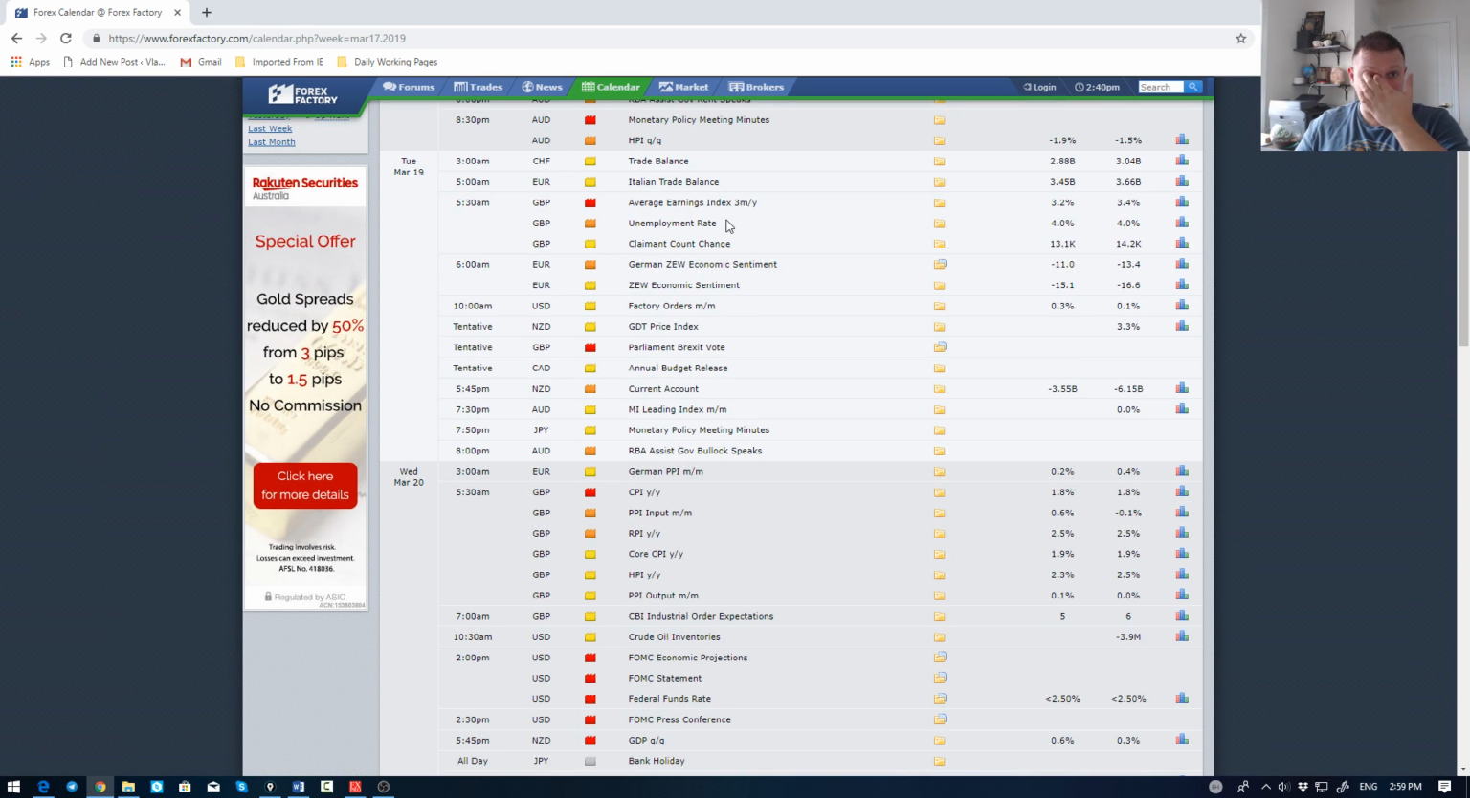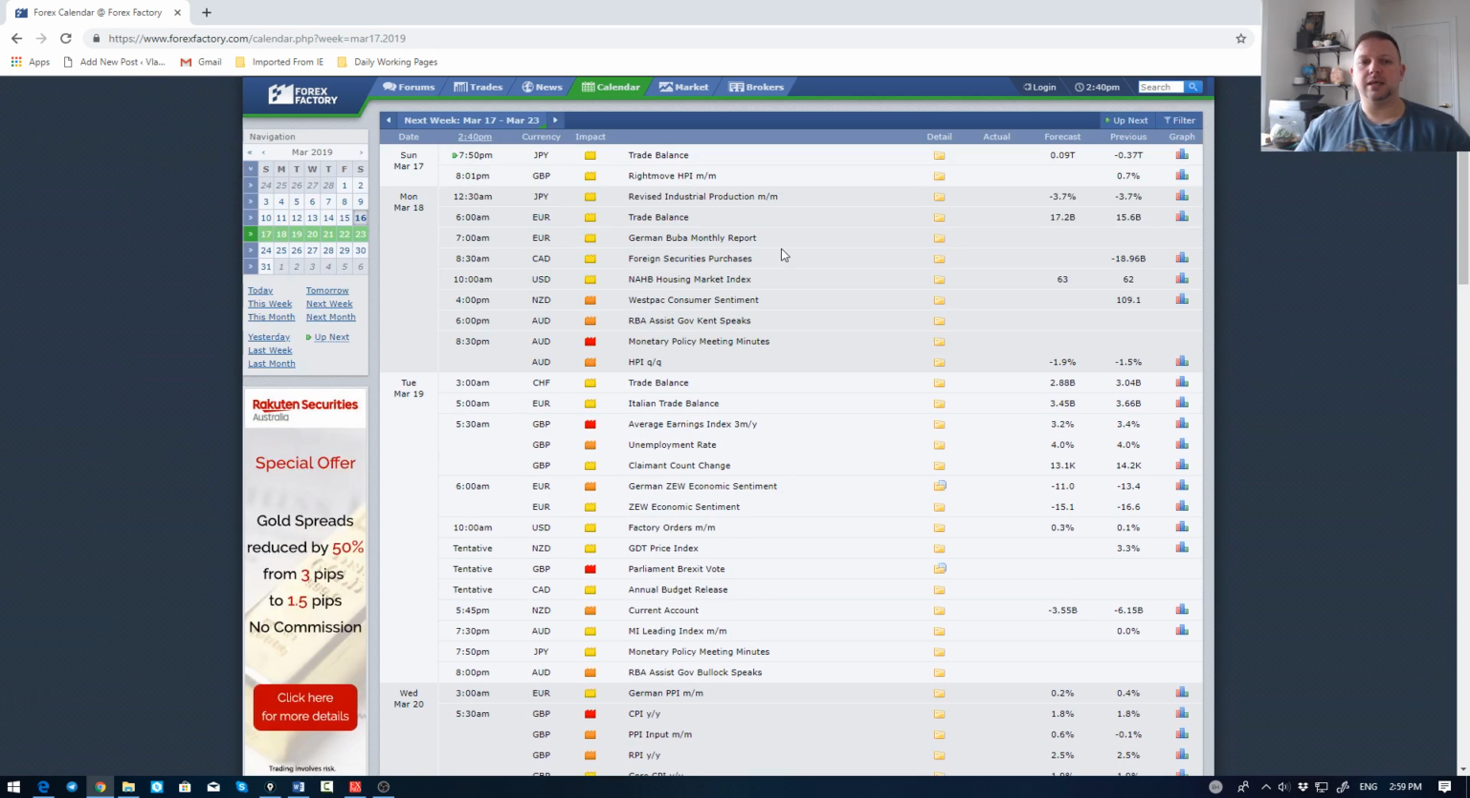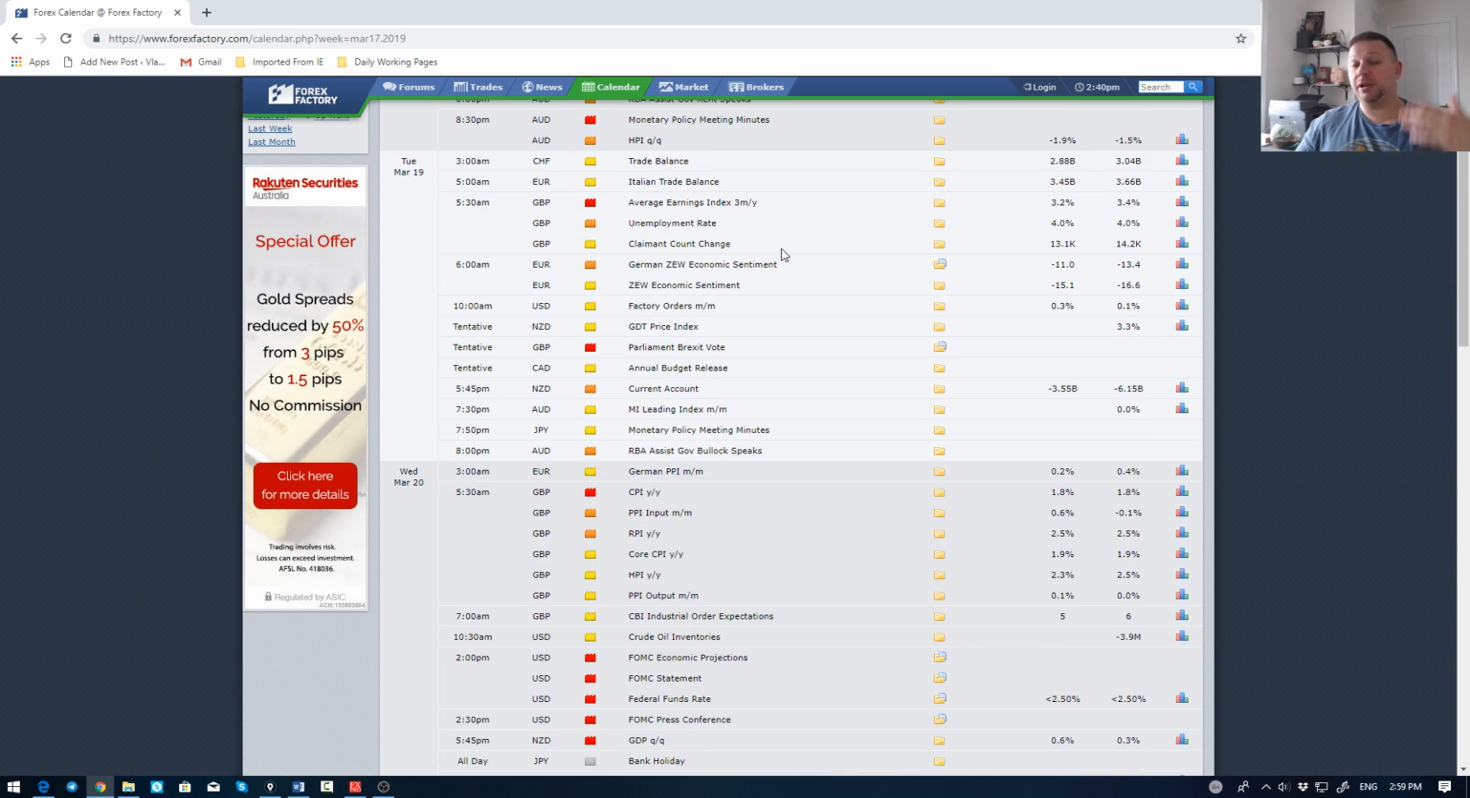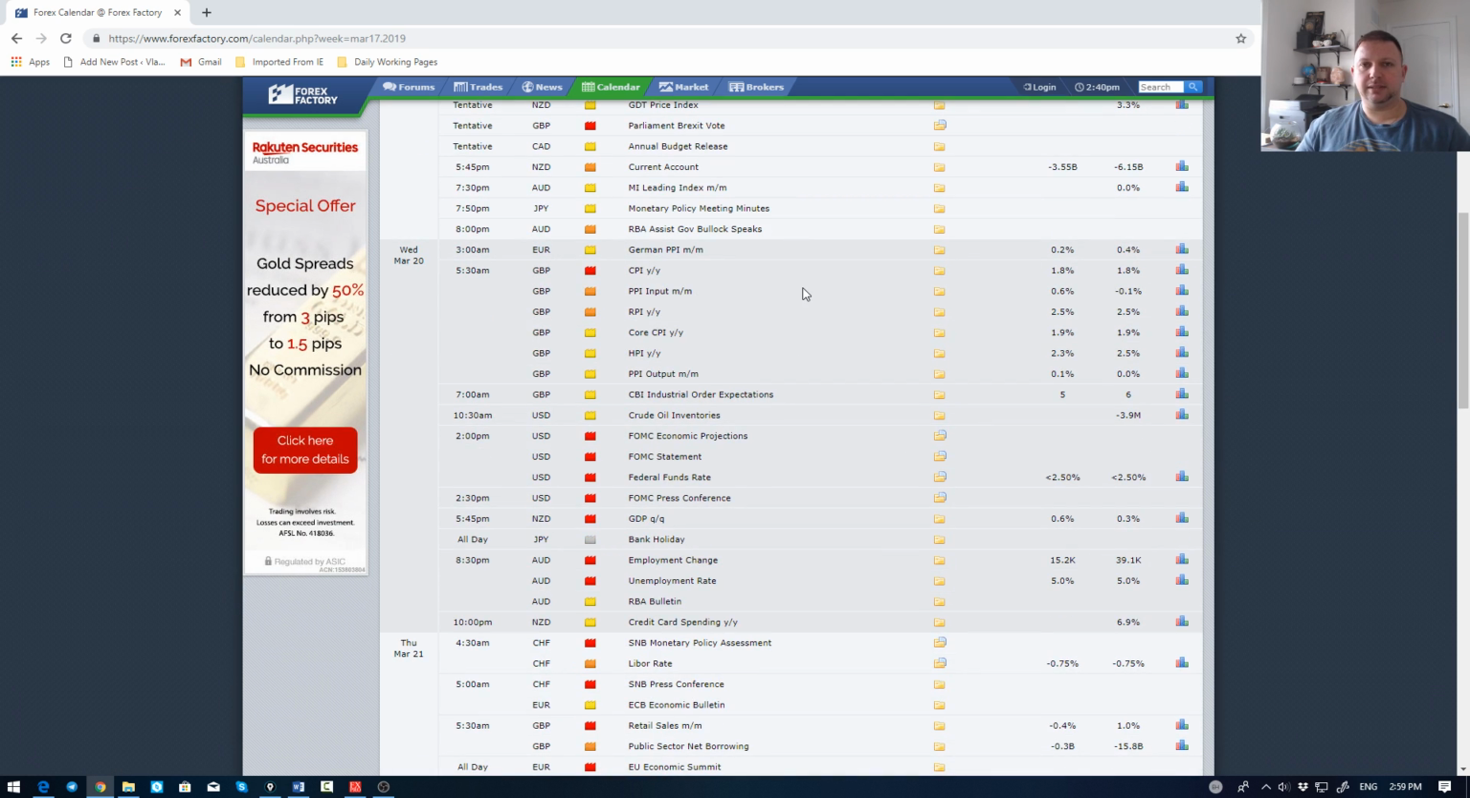We have the monetary policy meetings on Monday in Australia. We have the average earnings in Britain, Parliament, and the Brexit vote again, and it starts to heat up with the interest on Wednesday: the FOMC statement, economic projections, and the cash rate decision. The expectations are for the Fed to keep it unchanged, but who knows how that will turn out.